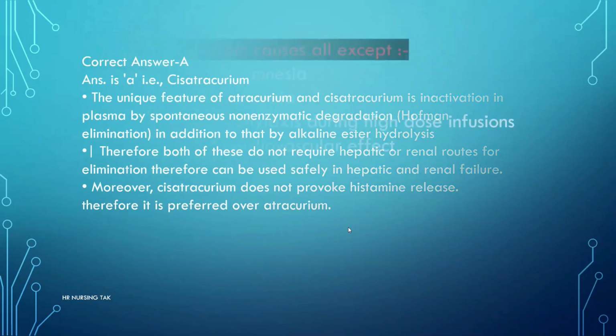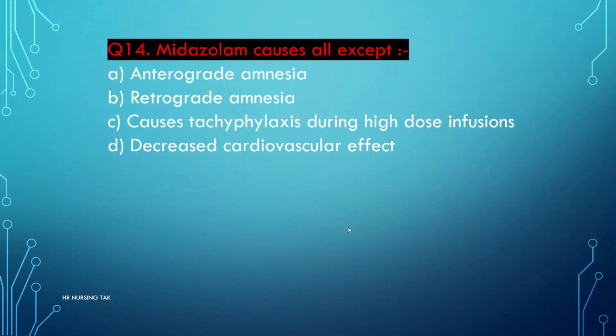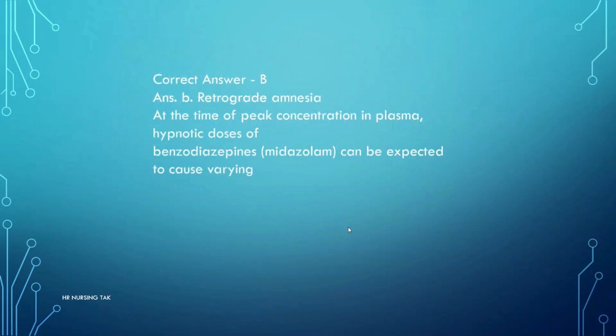Question 14. Midazolam causes all except A. Anterograde amnesia, B. Retrograde amnesia, C. Causes tachyphylaxis during high-dose infusions, D. Decreased cardiovascular effect. Correct answer B. Retrograde amnesia. At the time of peak concentration in plasma, hypnotic doses of benzodiazepines, midazolam, can be expected to cause varying degrees of anterograde amnesia.